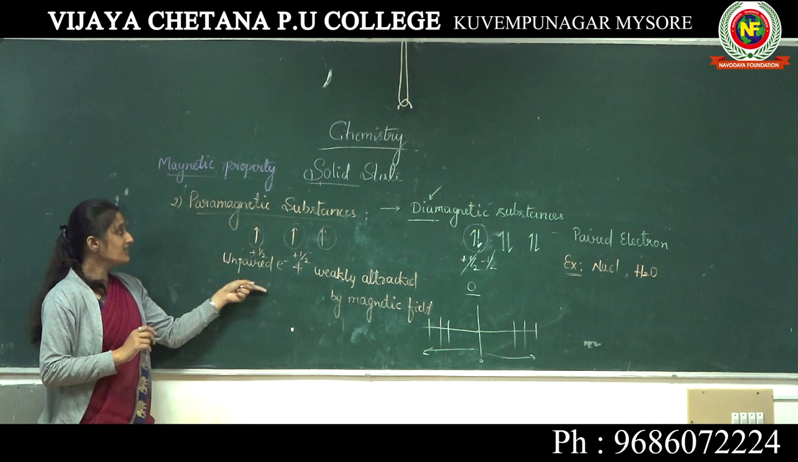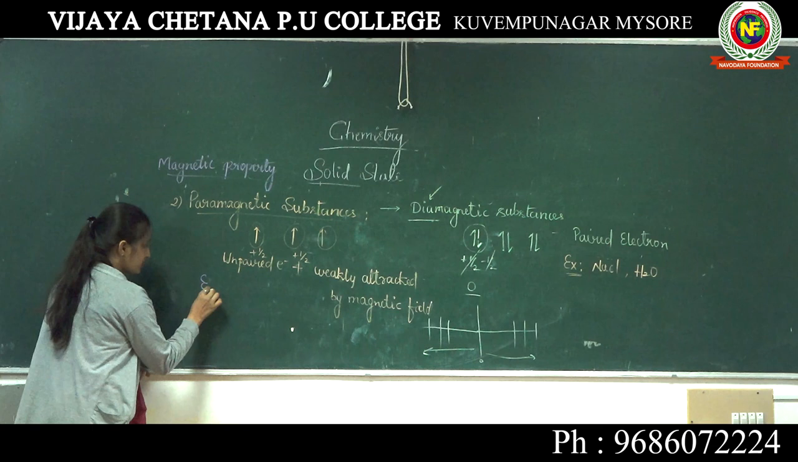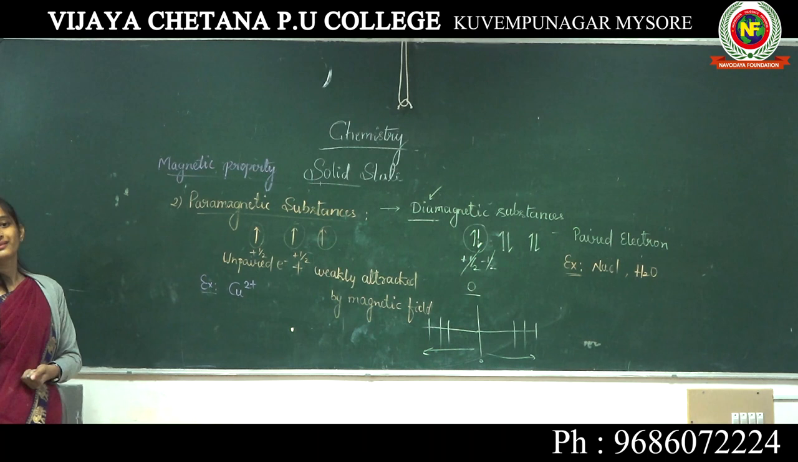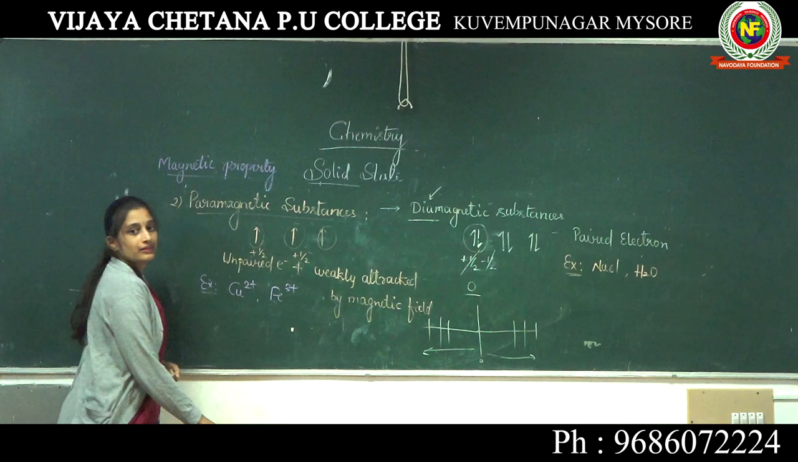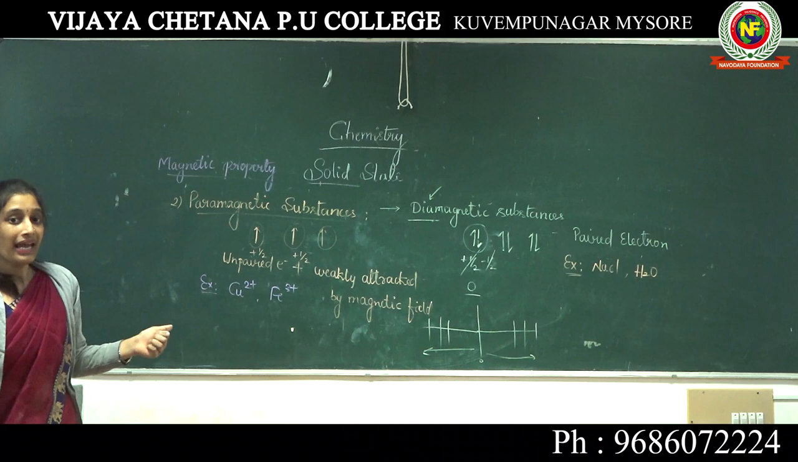What are the examples? You all know this. Cu2+, copper, cuprous, plus 1, plus 2 states are there. And plus 3. Iron plus 3, ferric. These are all examples for paramagnetic substances.